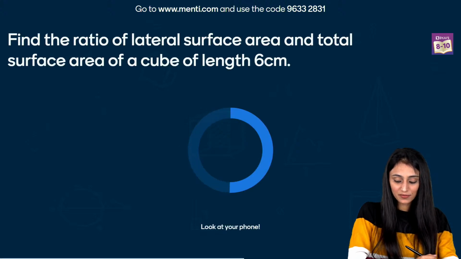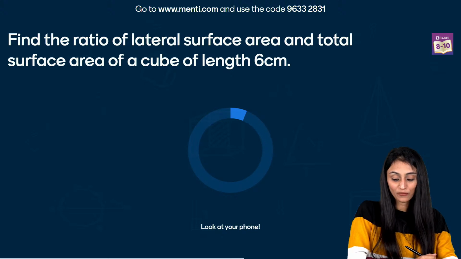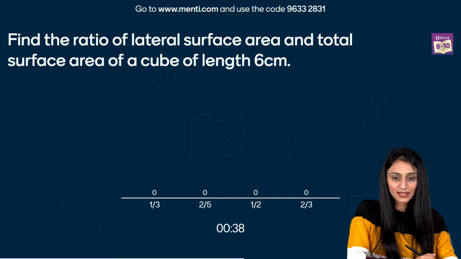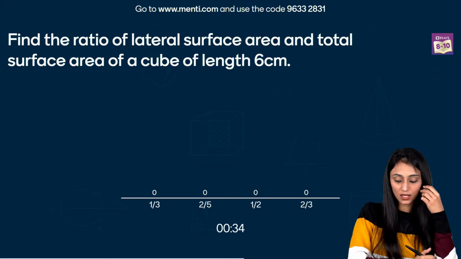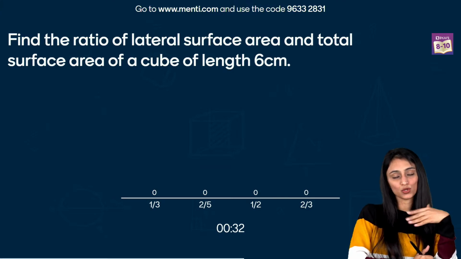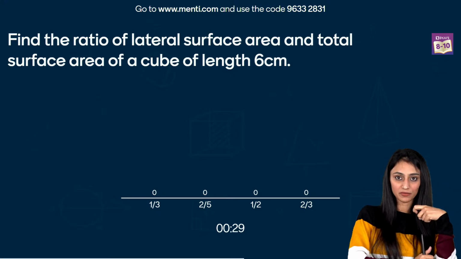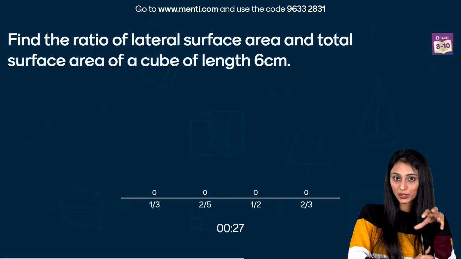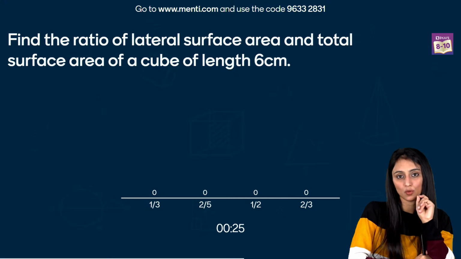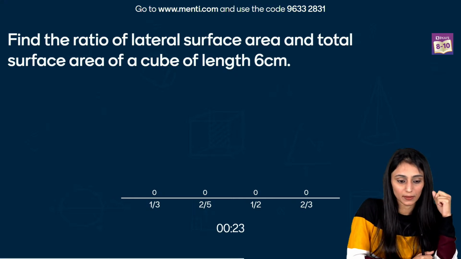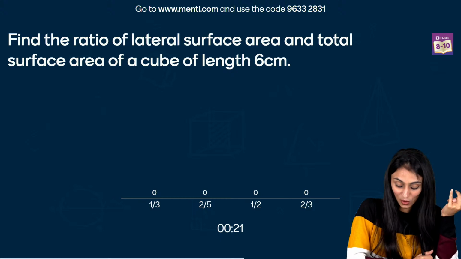Find the ratio of lateral surface area and total surface area of a cube of length 6 centimeter. Very simple question, right? I remember that somebody asked me during the session when we were considering the ratios of the lateral surface area and total surface area. I told you that time also that the value would be given in those questions. Something would be given, some information would be there. Okay, you already got the answer.